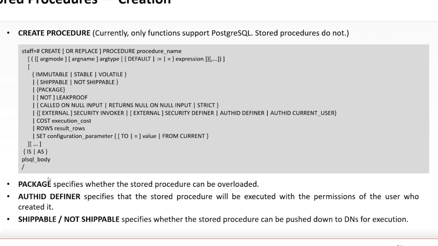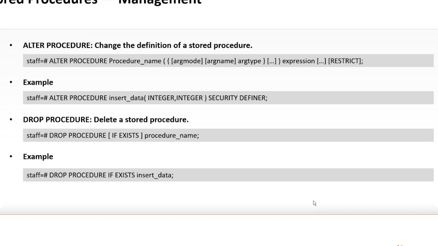First of all is the package parameter. Package indicates whether the stored procedure can be overloaded. And the auth definer parameter specifies that the stored procedure will be executed with the permissions of the user who created it. And thirdly, the shippable or not shippable parameter indicates whether the stored procedure can be pushed down to DNs for execution. For the management of stored procedures, we can use alter procedure to modify its parameters, and use drop procedure to delete a stored procedure.